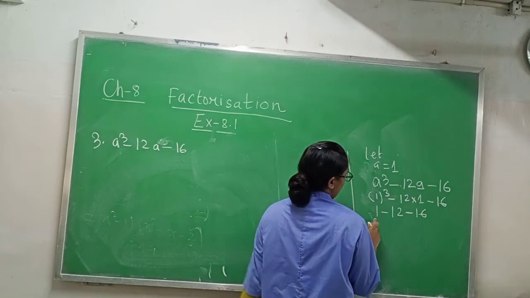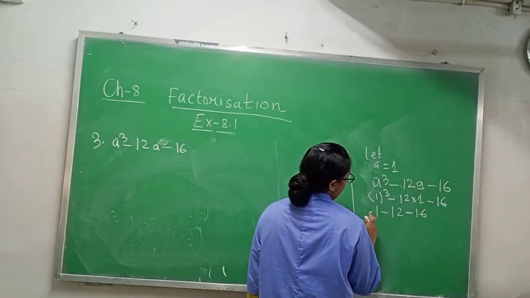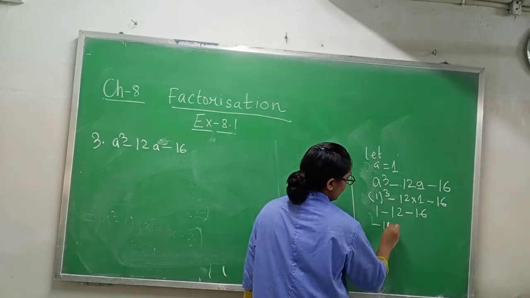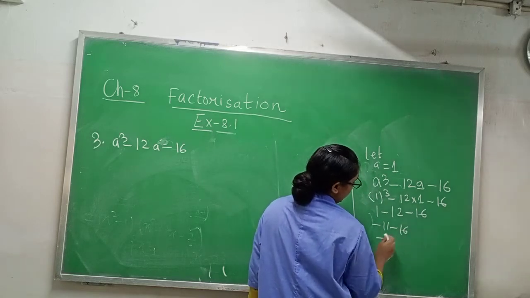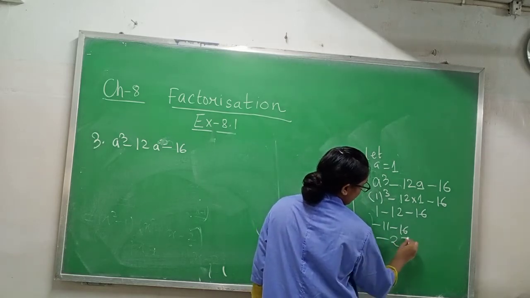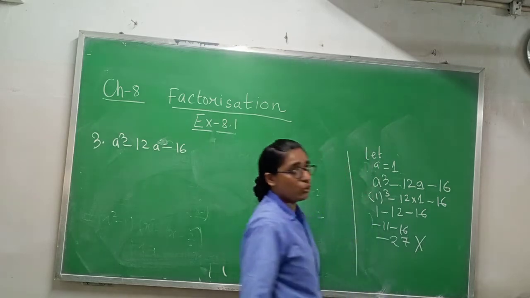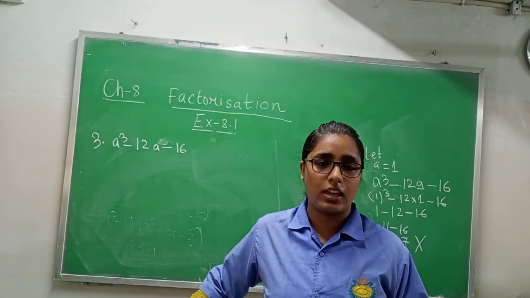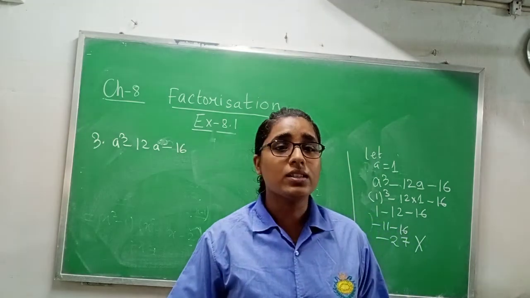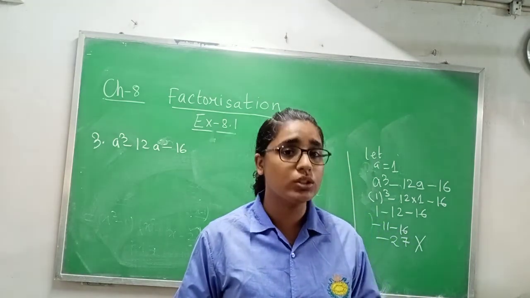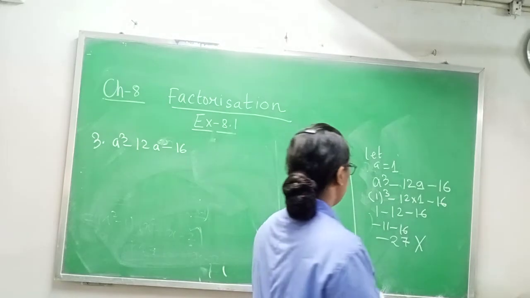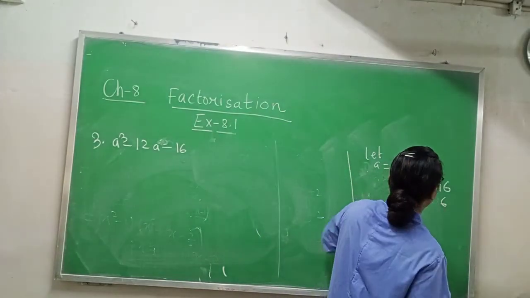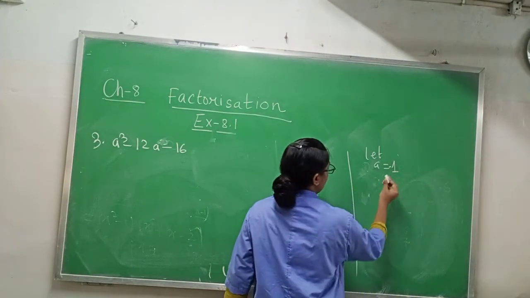Now you can see, 1 minus 12 is minus 11, minus 16. So we are getting minus 27, which is wrong, because I told you whenever we are letting any variable value, either x, a, b, c, anything, it must come 0. If it is coming 0, then you can go further. So in a equals to 1, it is not coming. Now take minus 1.